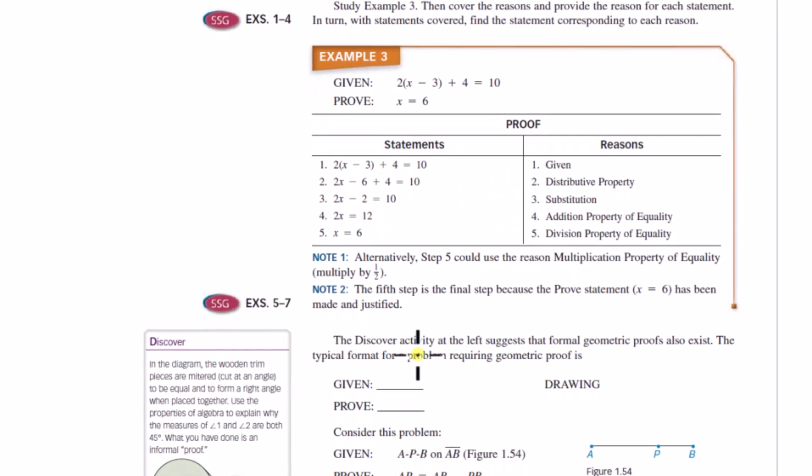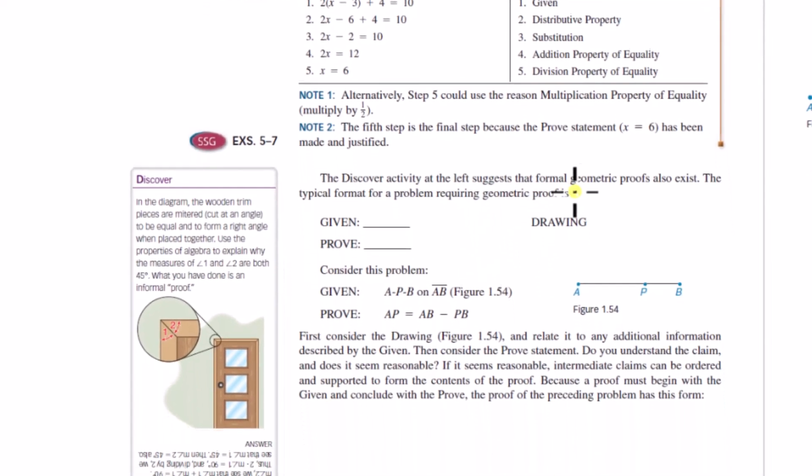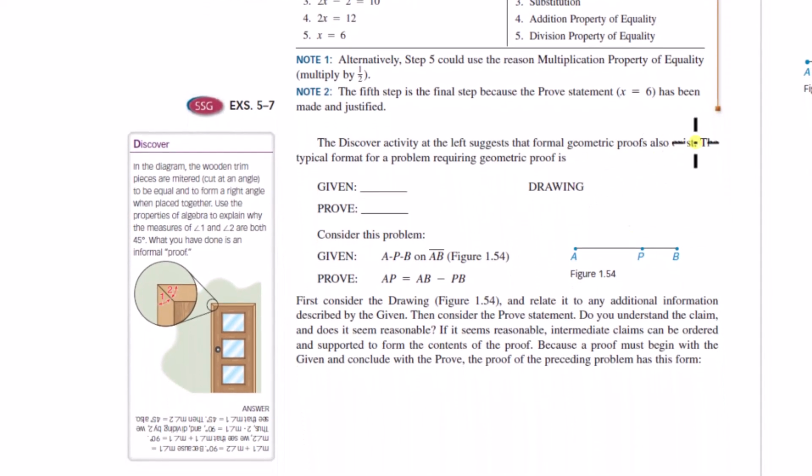The discover activity at the left suggests that formal geometric proofs also exist. The typical format for a problem requiring geometric proof is, so they're talking about this here.